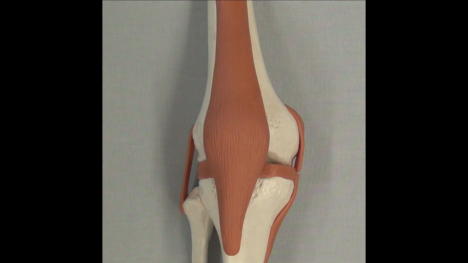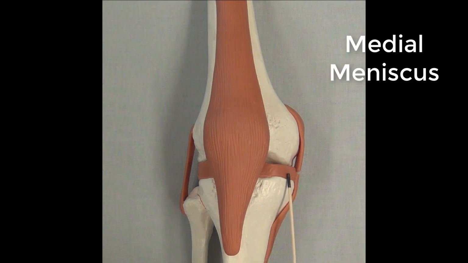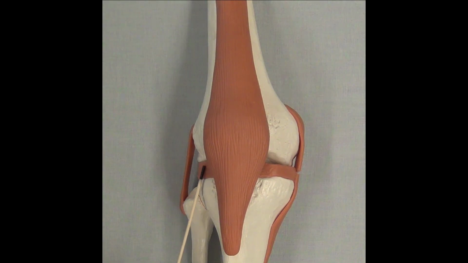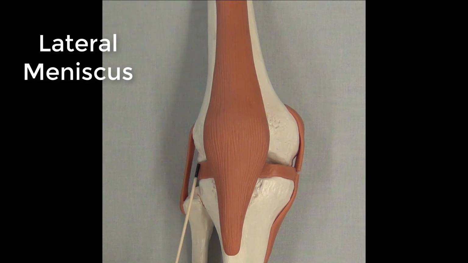On this anterior view, you can also see the meniscus. Here is the medial meniscus, the fibrocartilage pad that is found on the superior surface of the tibia. And over here, you'll see the lateral meniscus.